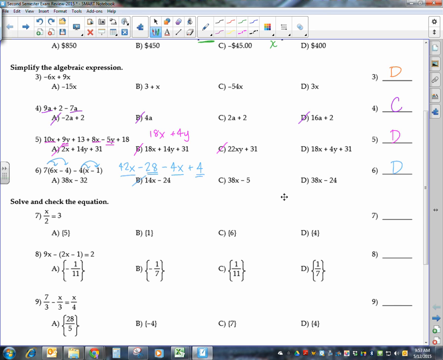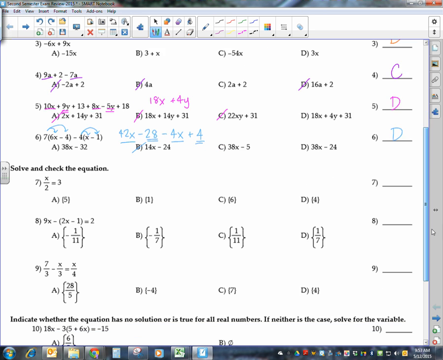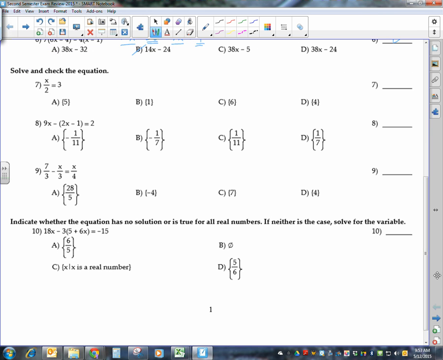Number 7. Now, I can solve these. The other thing that you need to be aware of, just like we've talked about so much this year, is that you know if something is a solution if you plug it in and it works. So you could plug in 5 over 2. Does that equal 3? No, it does not. Does 1 over 2 equal 3? I'm just plugging it in this side. It does not. Does 6 over 2 equal 3? Yes, it does. So I know that's the answer.